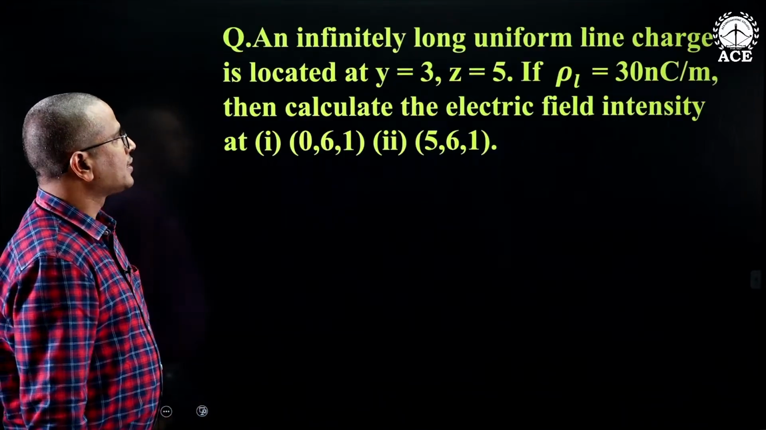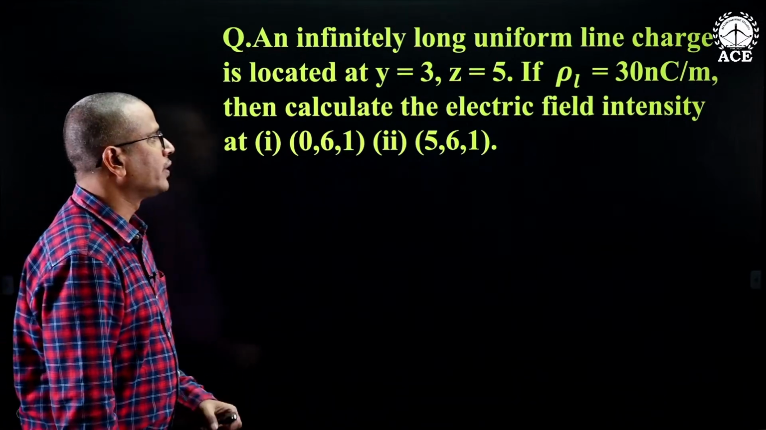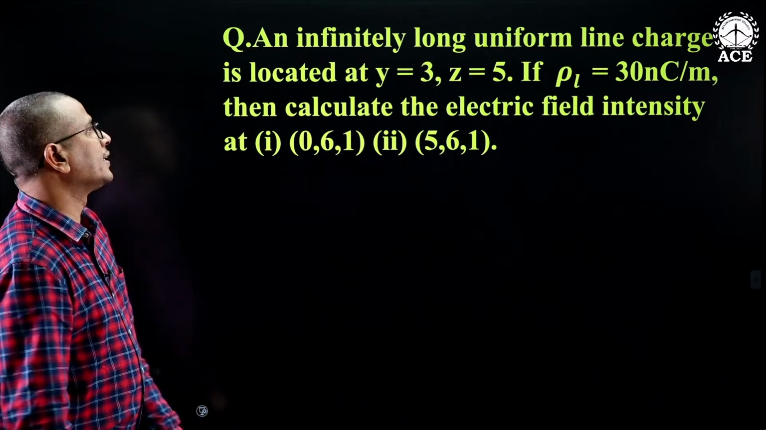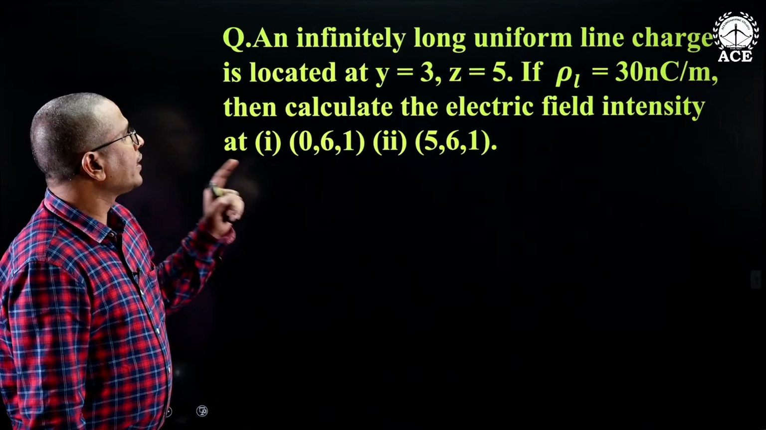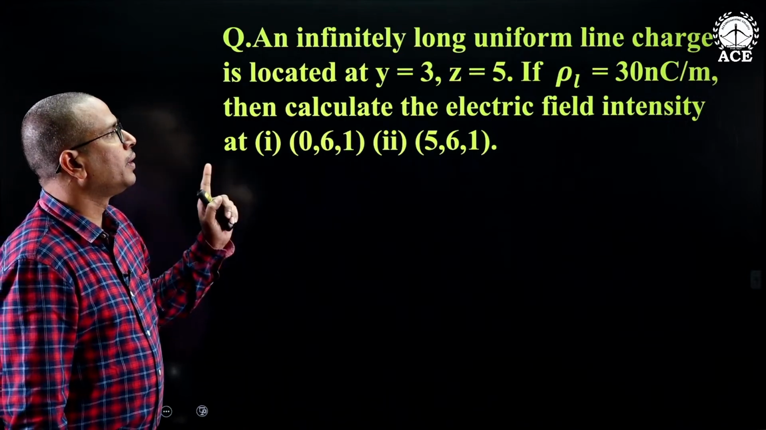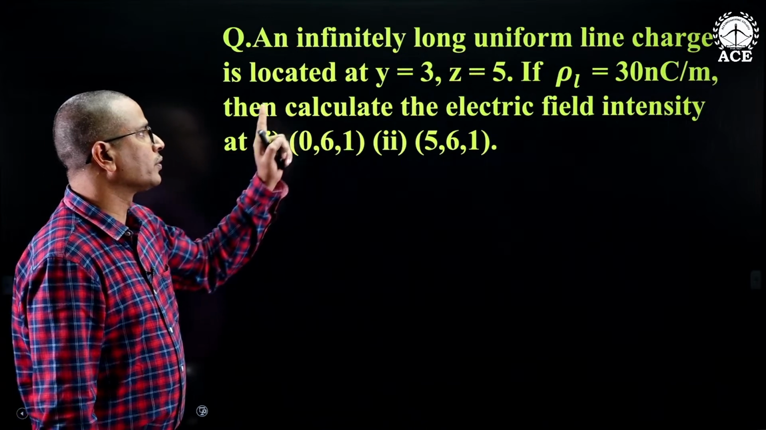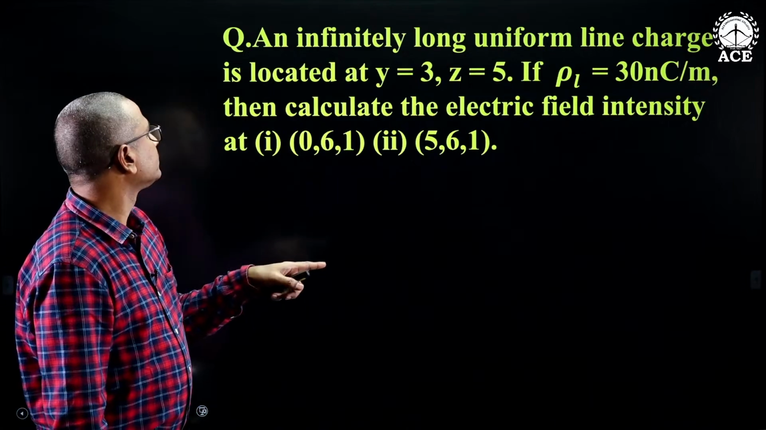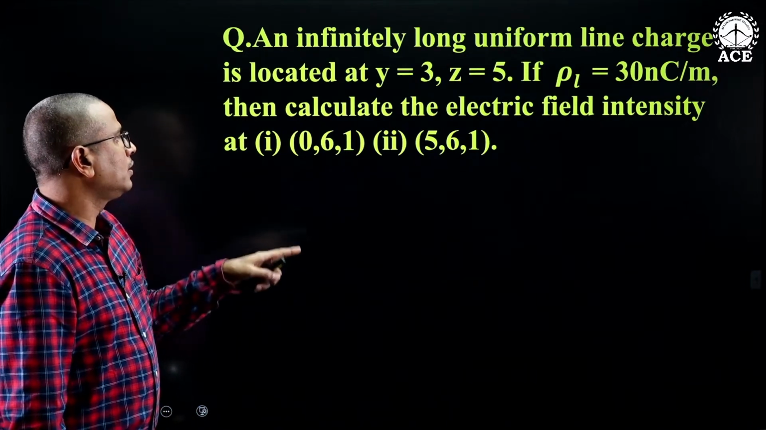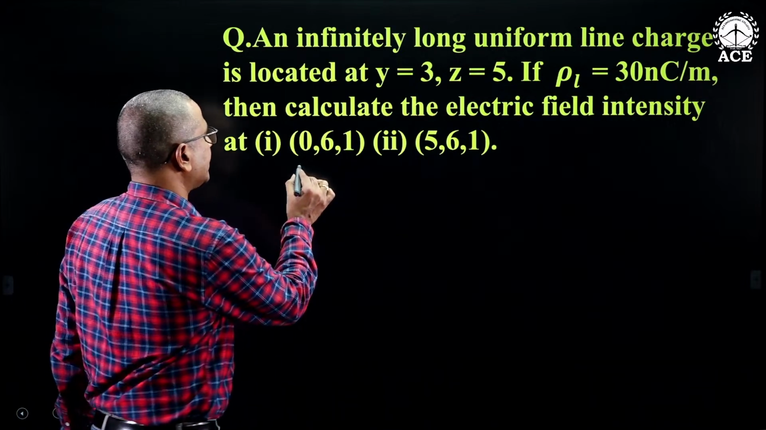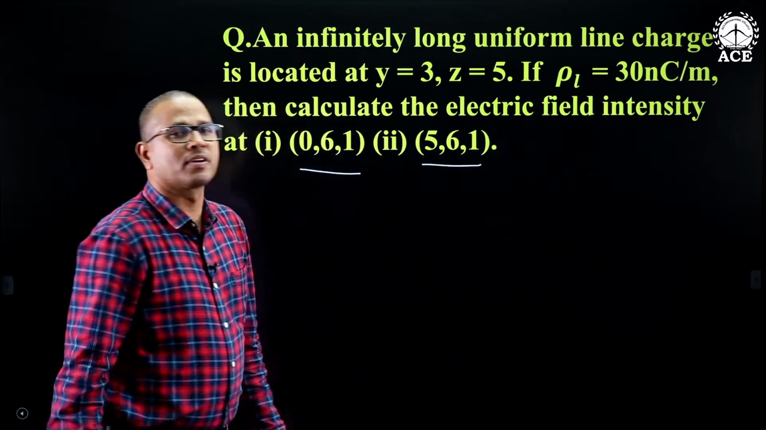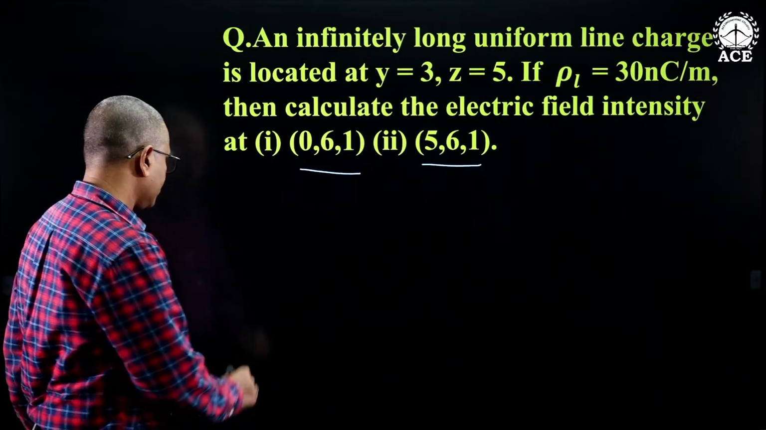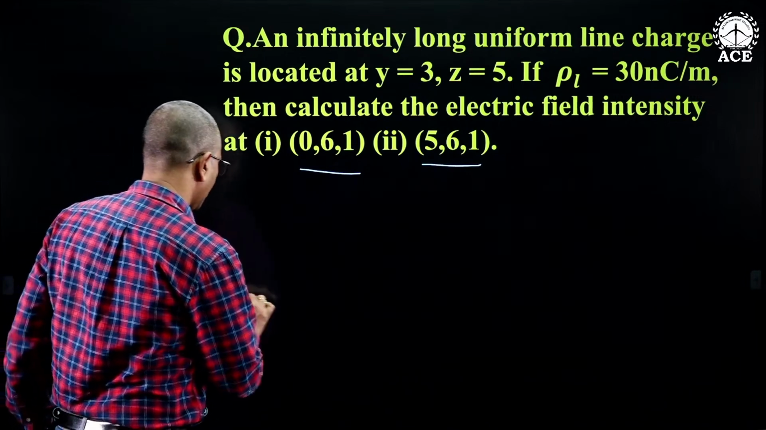Dear students, I've given one example here, which is one of the important models. This same model, the same question, they asked in the IAS Engineering Service Examination also. Look at the question. An infinitely long uniform line charge is located at y equal to 3, z equal to 5, and rho L is the given charge density, 30 nanocoulomb per meter. Then they are asking us to find the electric field at 0, 6, 1, and another point 5, 6, 1.